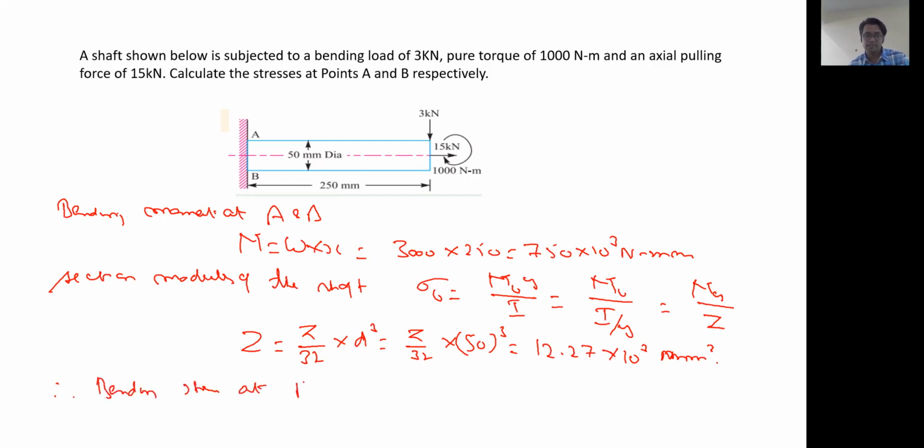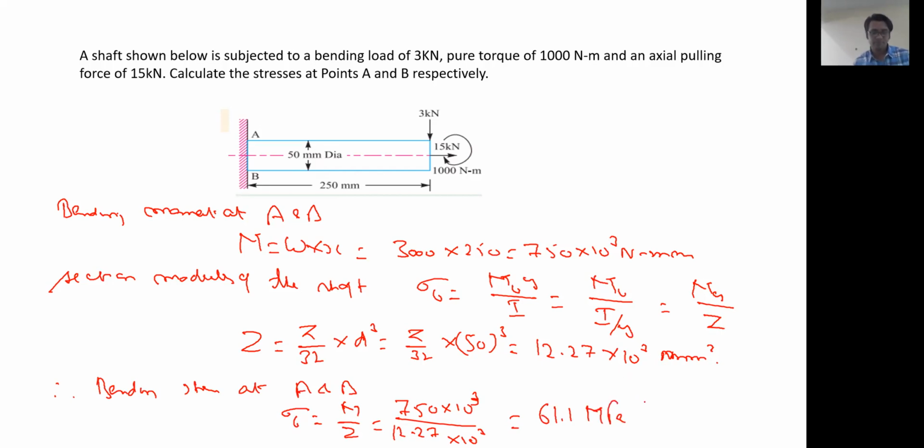Okay, right? Now therefore the bending stress at A and B is what? Sigma B is equal to M by Z. So it is 750 into 10 to the power 3 by 12.27 into 10 to the power 3. So it will be 61.1 MPa. Okay, now we have to see what will be the nature of this bending stress at A and B. Okay, and at A it will be tensile, and at B it will be compressive. So we have to act accordingly in the same way.